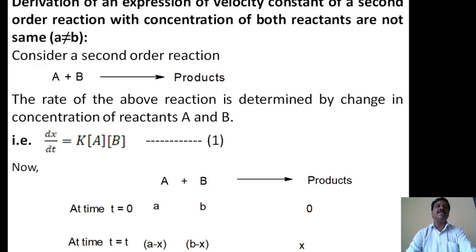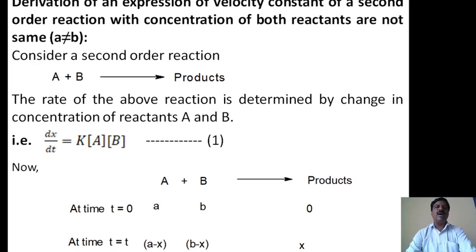For that, consider a second order reaction, A plus B forming products. The rate of the above reaction is determined by the change in concentration of reactants A and B. Therefore, dx by dt is equal to K into the molar concentration of the reactant A into the molar concentration of the reactant B. Call this equation number 1.